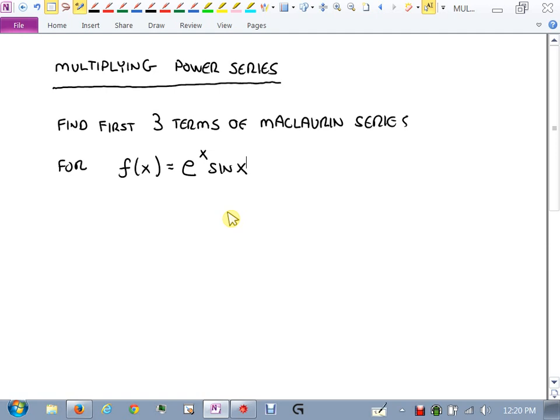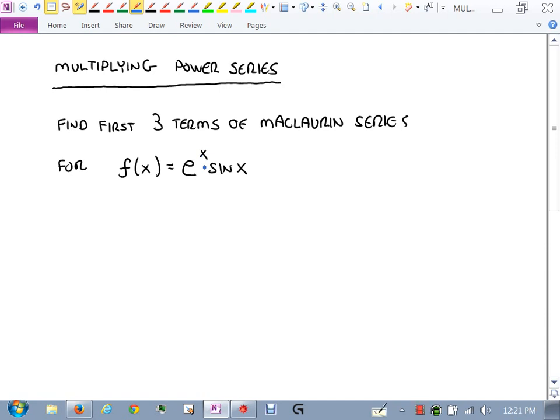Now, the problem that we have here is that we have multiplication, right? We have multiplication between these two things. So I would like to figure out what's the Maclaurin series for this. Well, you could go through and try and figure out the Maclaurin series, couldn't you? Like take derivatives and all that.